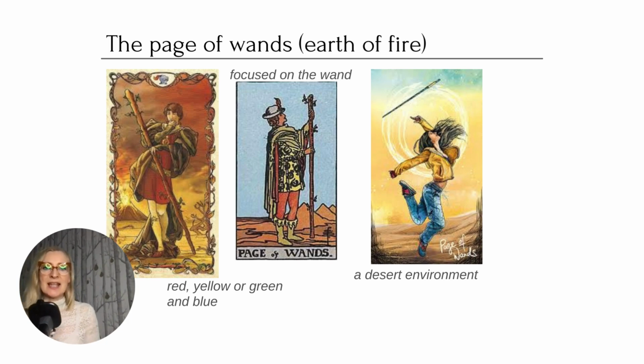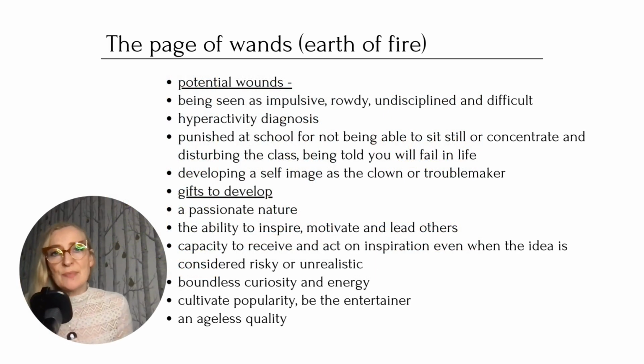And they tend to be dressed in red or yellow, and there's a little bit of a desert environment because we can see that the power of the fire has transformed the earth. So, who is the Page of Wands? Well, that is a kid that we might know as the troublemaker at school. So, the Page of Wands might be seen as the impulsive, rowdy, undisciplined, difficult kid in the class.